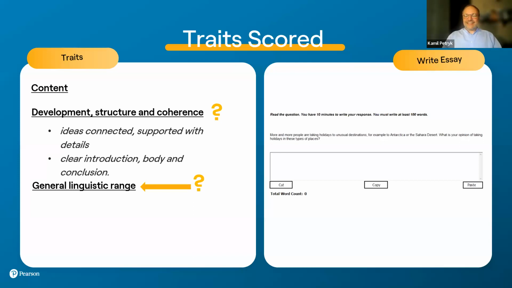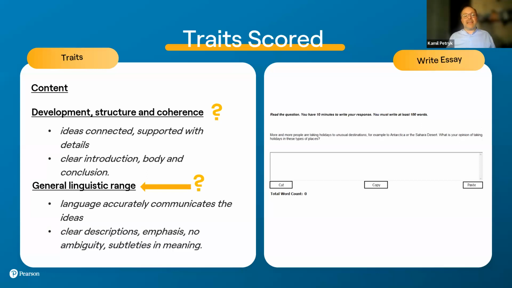And here, so this and ideas for what is assessed here. What is the focus of this trait? Linking words will be for development, structure and coherence, but general linguistic range checks whether the language accurately communicates ideas, whether the essay contains clear descriptions, whether there is emphasis, no ambiguity, and whether there are some subtleties in meaning. So this is what is called general linguistic range. So these are the traits, the elements that are scored.